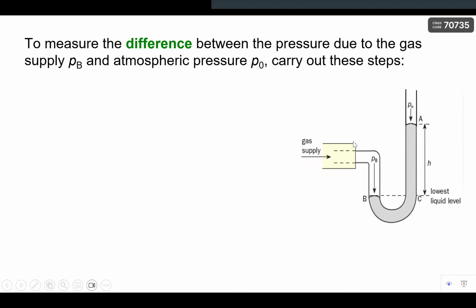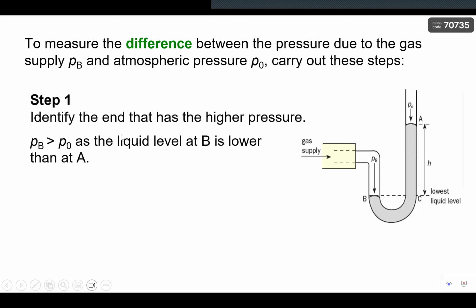So over here, you can see that the first step I need to determine is which end has a higher pressure. In this case, the gas pressure will be higher than the atmospheric pressure because the gas pressure is pushing the liquid down more than the atmospheric pressure. Therefore, the gas pressure is greater. Then the next step is how much greater is it? Usually we find a common level. The common level is this dotted line over here.